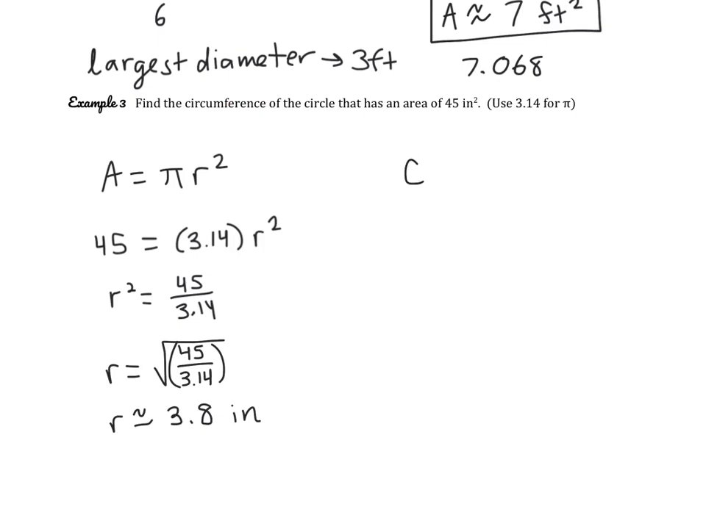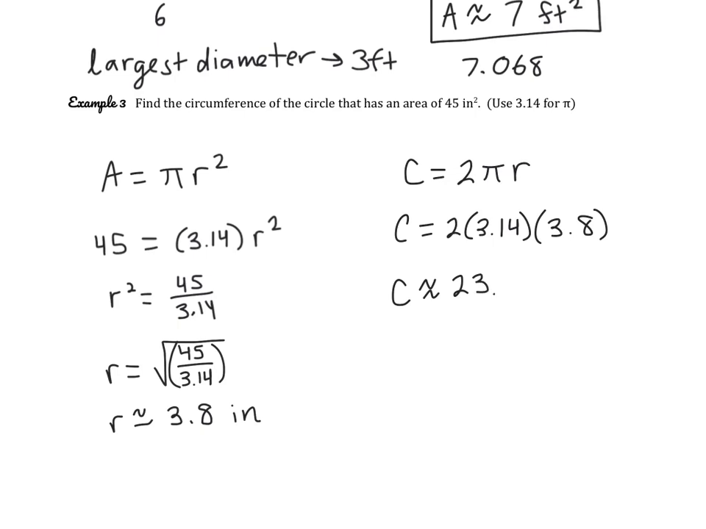So we found the radius of our circle, which means that we can now find the circumference. Remember, our circumference formula is 2 times pi times r. So here we'll do 2, we'll use 3.14 for pi, and then we found the radius to be 3.8. Then we just multiply those numbers together, and we get a circumference of approximately 23.9 inches. And remember, circumference is just a distance, so our unit should just be inches and not inches squared.